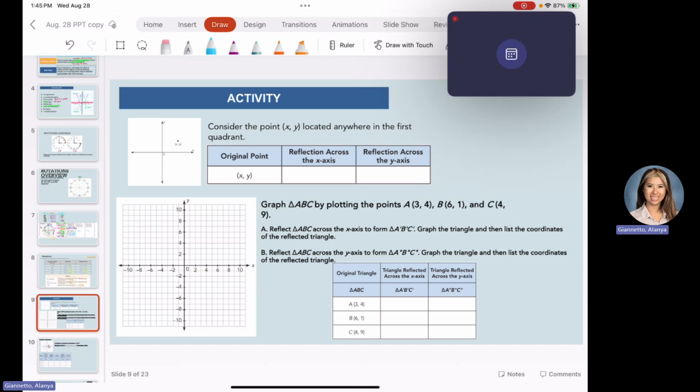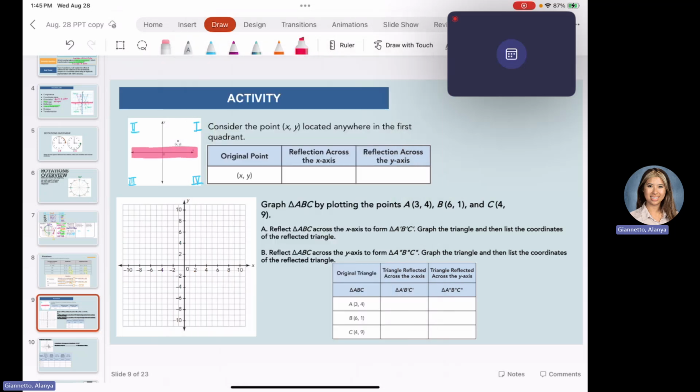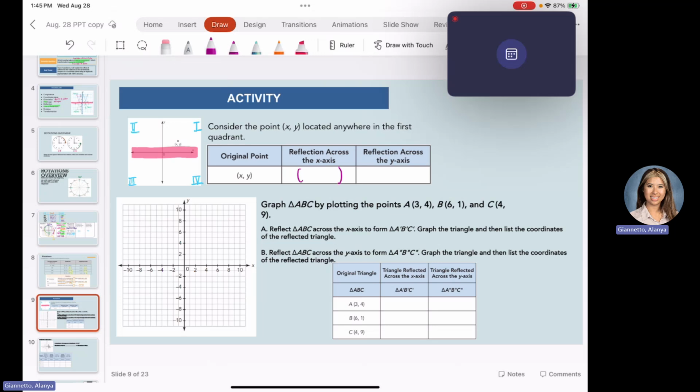So it says consider the point x comma y located anywhere in the first quadrant. So again, this is quadrant number 1, and then it goes 2, 3, and then 4 as a review. So the original point is at x comma y in quadrant number 1. A reflection across the x-axis, I'm going to go ahead and highlight the x-axis. So this is the x-axis. We'll take the point from being above the line of reflection to being below the line of reflection. And in that case, that means that the y-coordinate changes, right? So x stays the same, the y-coordinate changes. To show that the y-coordinate changes, we're going to put a negative sign, right? Because it went from being above to being below. But of course, if it started being below, it can flip to being above too.